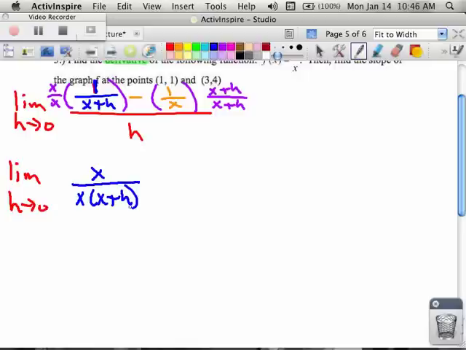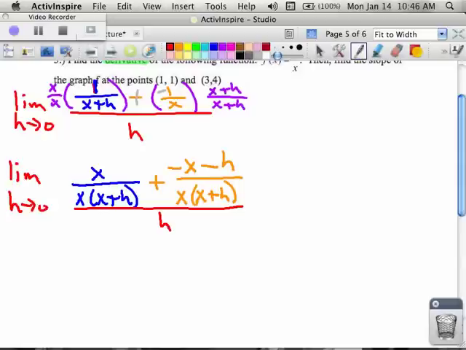And then in the orange fraction, I see that I have a negative 1. So instead of leaving it as negative 1, I'm going to go with plus negative, because that will help me remember what to do with the distribution of the negative sign. So now I really have plus negative x, negative h on the top, all over the bottom of x times x plus h. And all of that is divided by h. I'm just going to stop right there for a moment.